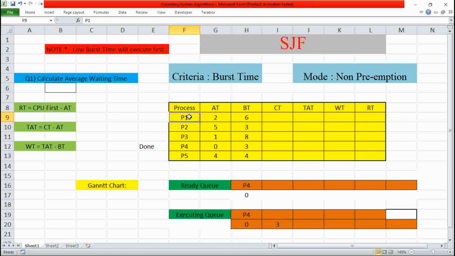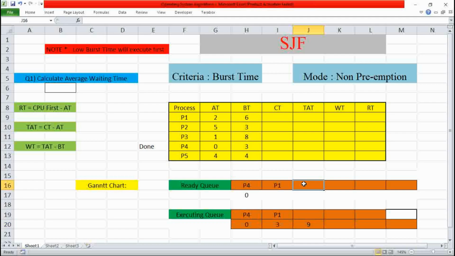You can see P1 has a burst time of 6 and P3 has a burst time of 8. So which process will be executed first? It's P1, because low burst time will be executed first. So right here P1, similarly right here P1, and how much time does P1 require here? It's 6, so 3 plus 6 is equal to 9.